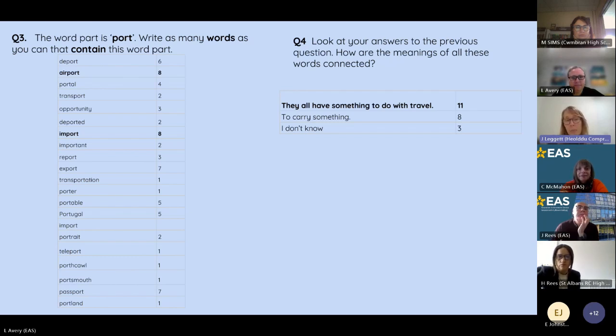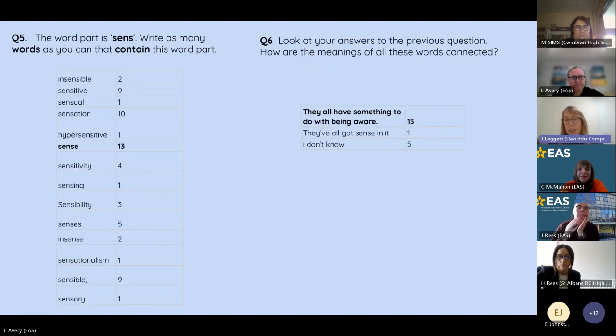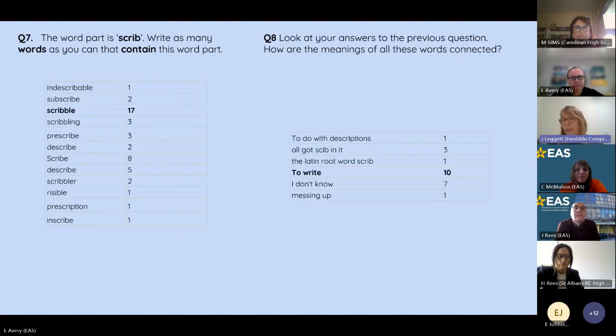Question 5 was "sense". So I've got the biggest of "sense", or I've got "sensation". Fifteen, they all have something to do with being aware. And you know, 5 have got "I don't know". You're always going to get some "I don't know", but that was pretty high, so they've worked out the root from that. And "scrib", she had there. We've got "scribble" was by far the biggest, and 10 in the answer have got, oh, it's to write.